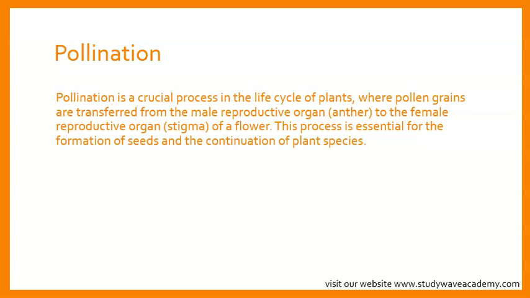Pollination is a crucial process in the life cycle of plants, where pollen grains are transferred from the male reproductive organ to the female reproductive organ of a flower. This process is essential for the formation of seeds and the continuation of plant species.